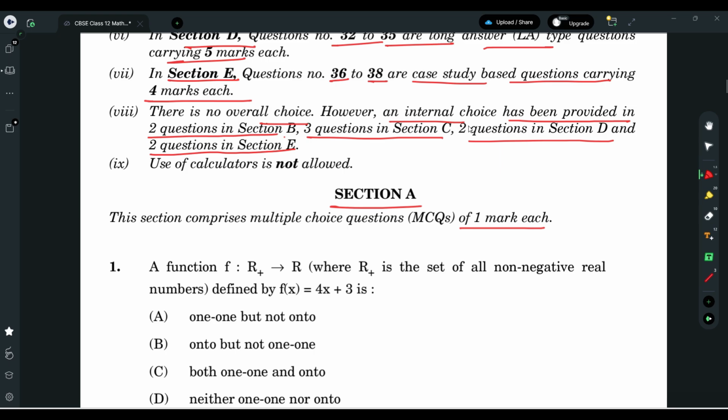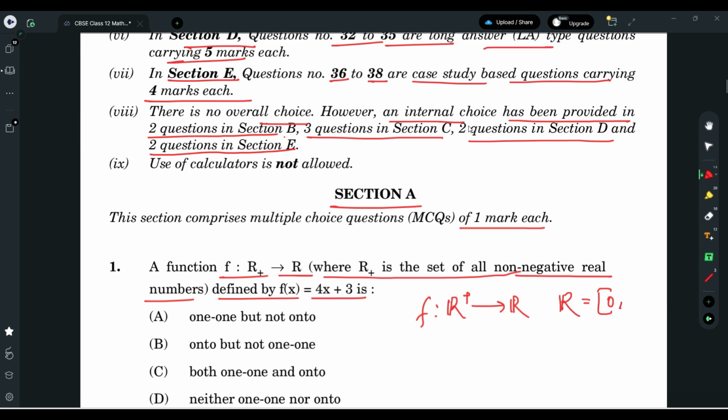So the first question is saying a function f from R plus to R, where R plus is the set of all non-negative real numbers, defined by f(x) equal to 4x plus 3, is one-one but not onto. So we have to check one-one and ontoness. This function is f from R plus to R, that means from 0 to infinity, and R means the whole of R, from minus infinity to plus infinity. This is a linear function and it is one-one. You can check that linear functions are one-one.